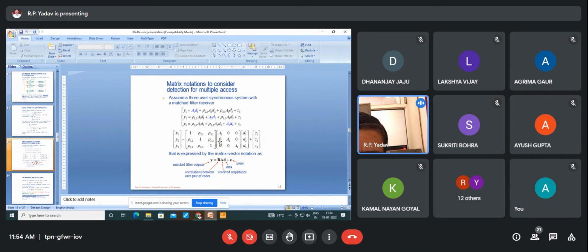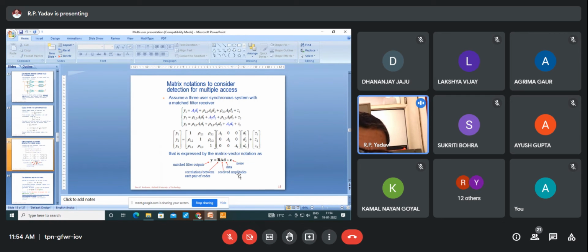If I look at this particular matrix, a1, a2 and a3, d1, d2, d3, z1 to z3, that equation you can write very easily. It is expressed in matrix-vector notation as y = RAd + z. What is R? That's the correlation between each pair of codes, like rho 21 and rho 12. So this is a correlation between each pair of codes.